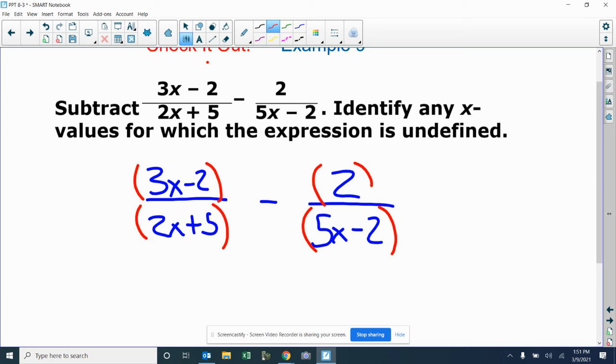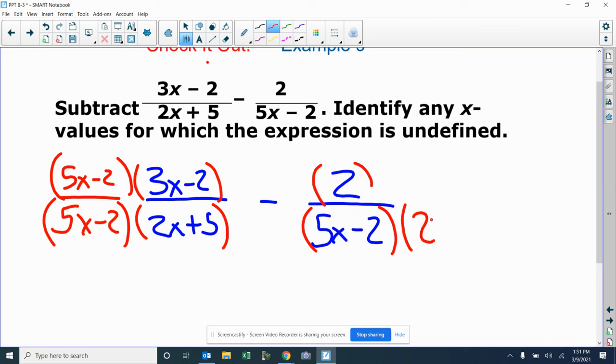So over on this side, I'm going to need to multiply by 5x minus 2 because that's what I'm missing, and I'm going to do both top and bottom. On this side, on the other hand, I'm missing 2x plus 5, and I need to do both top and bottom.